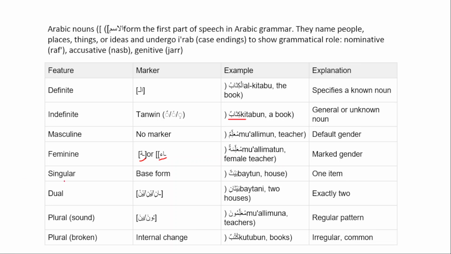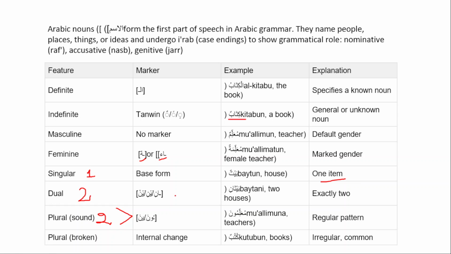Then you have singular, so baitun, one item, right? One thing to remember here is that in English we just have singular or plural. Anything that is one item we call singular, anything more than one item we call plural. But in Arabic we have three categories. Singular means you have one item, dual means you have two items, and plural means anything greater than two.